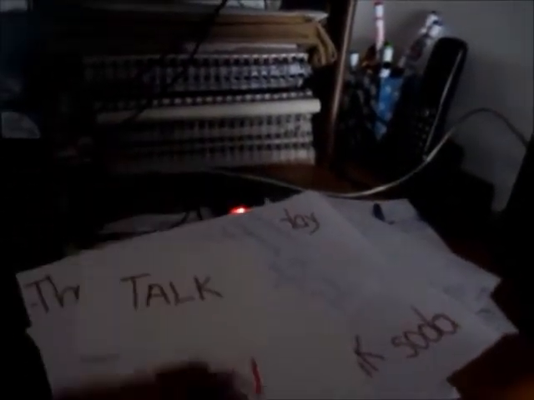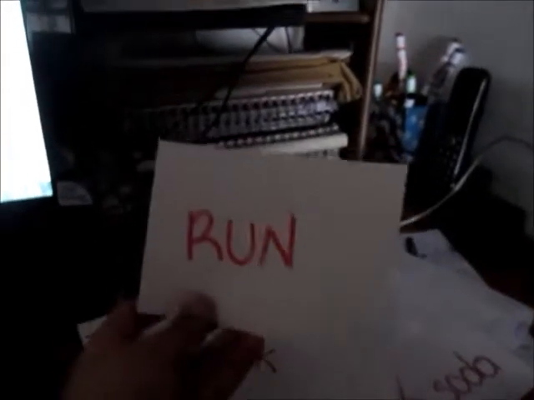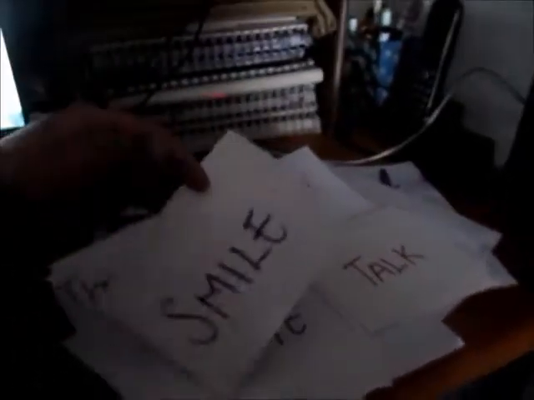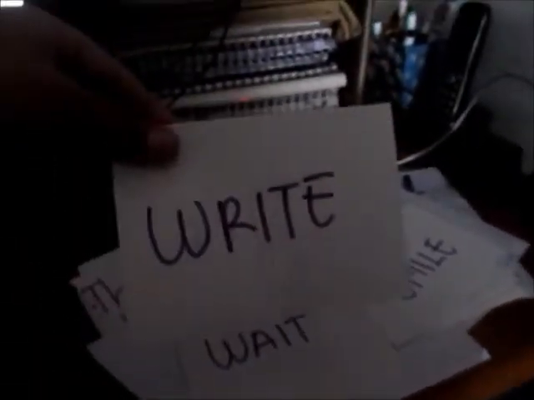So the student takes the different flashcards with a verb, looks and repeats the name of the verb. For example, sleep, walk, run, talk, smile, write, wait, and go. With these verbs, you make a sentence in your notebook.